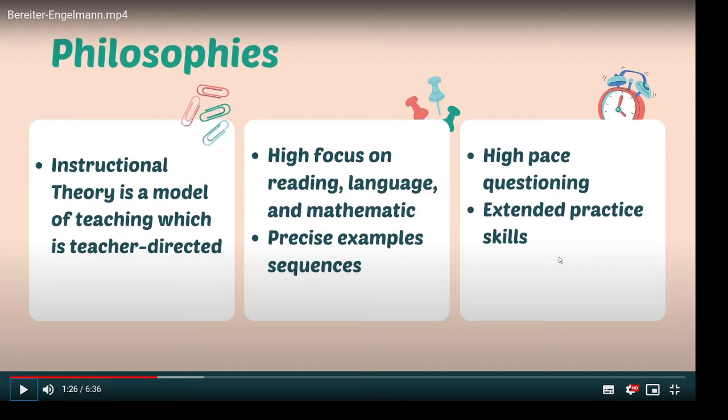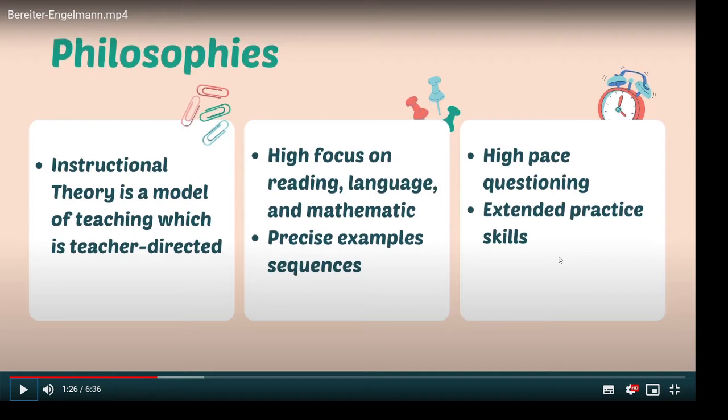Now, we have here the philosophies. Instructional theory is a model of teaching which is teacher directed. The focus is on reading, language, and mathematics, and also precise example sequences, high-paced questioning, and extended practice skills.